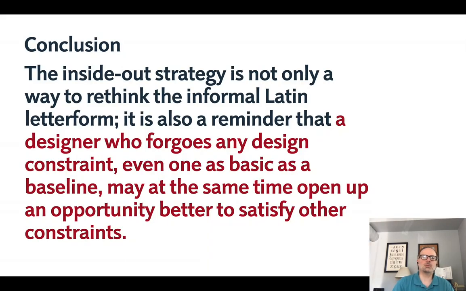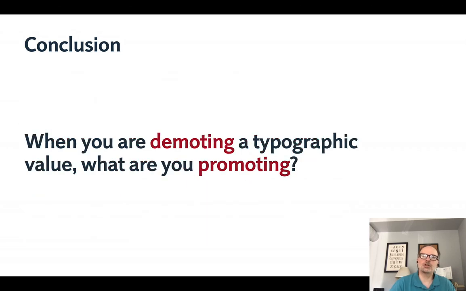So what conclusion can we draw from this? The inside-out strategy that I've just laid out is not only a way to rethink the informal Latin letter form, it is also, and maybe more importantly, a reminder that a designer who forgoes any design constraint, even one as basic as a baseline, may at the same time open up an opportunity better to satisfy other constraints, like, for example, even typographic color, right? So you can move things up and down that ladder, that hierarchy, but I encourage you to think about this question. When you are demoting a typographic value, what are you promoting?